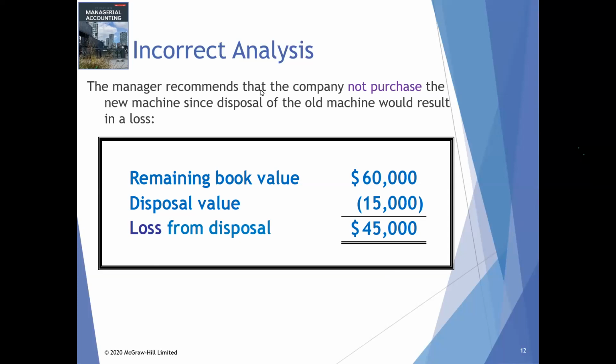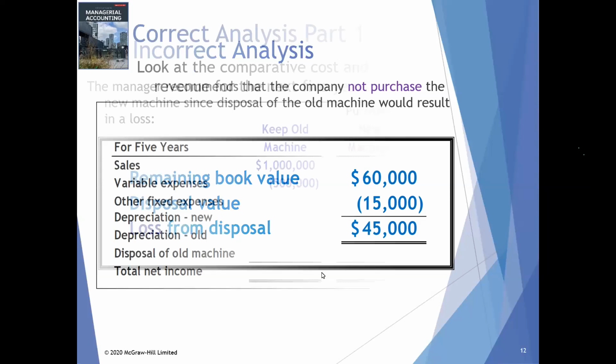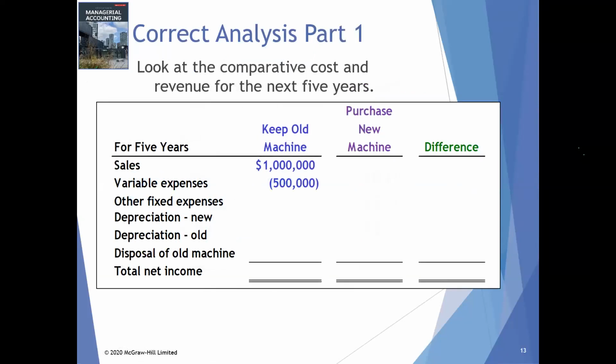The right analysis would be totally different. So for the right analysis, look at this. The correct analysis will be the comparative cost and revenue for the next 5 years. So comparative cost, we are going to compare and make a difference between these two.